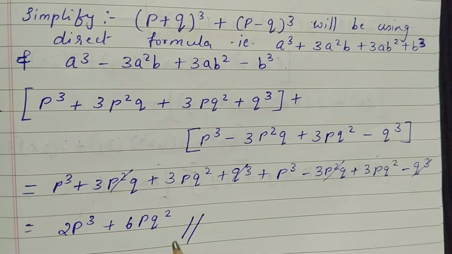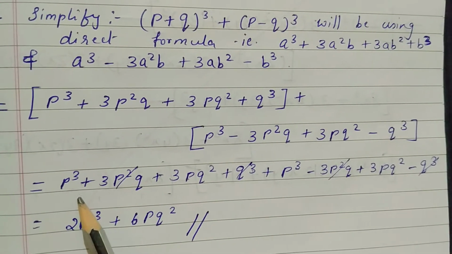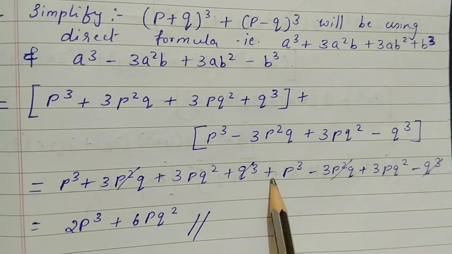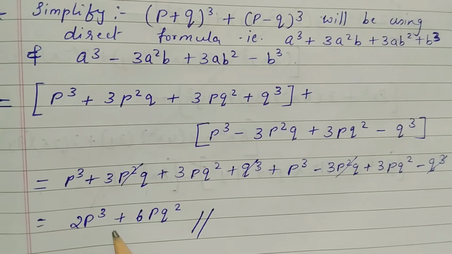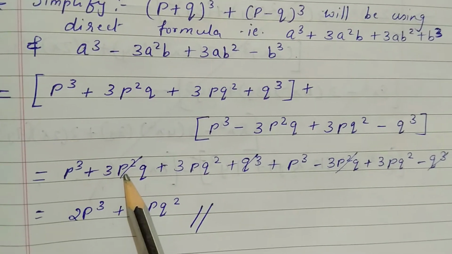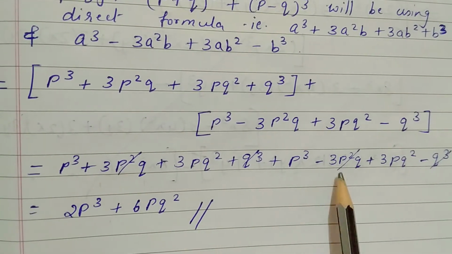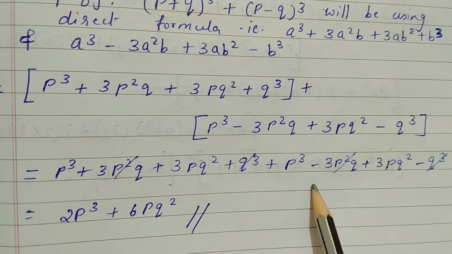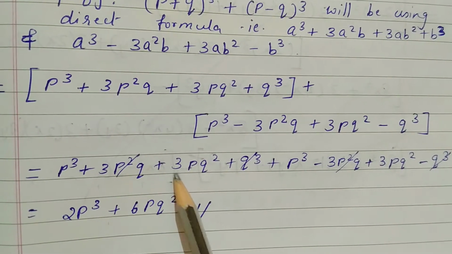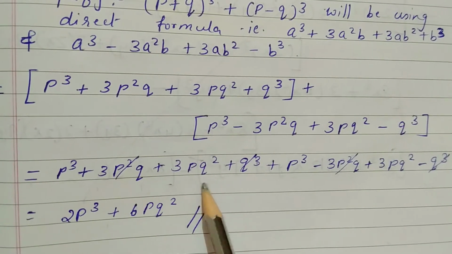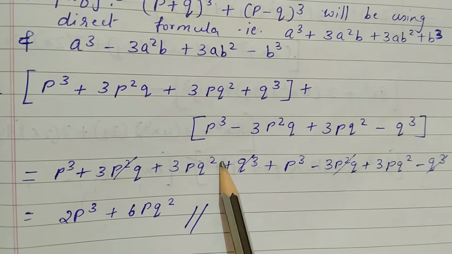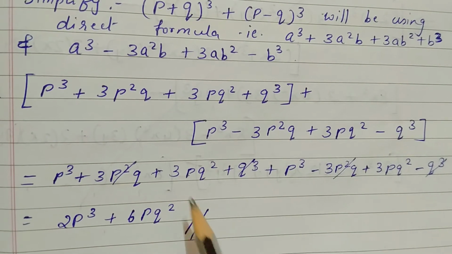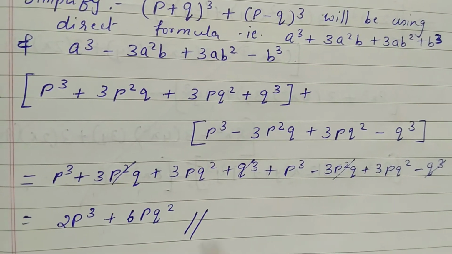Okay, and now see p cube, and here it is plus p cube, so that is 1 plus 1 is 2p cube, plus 3p square q and minus 3p square q. So plus and minus is minus, so we have cancelled this. Plus 3pq square plus 3pq square, here it is plus 3pq square, so plus into plus is plus, so 3 plus 3 is 6pq square.